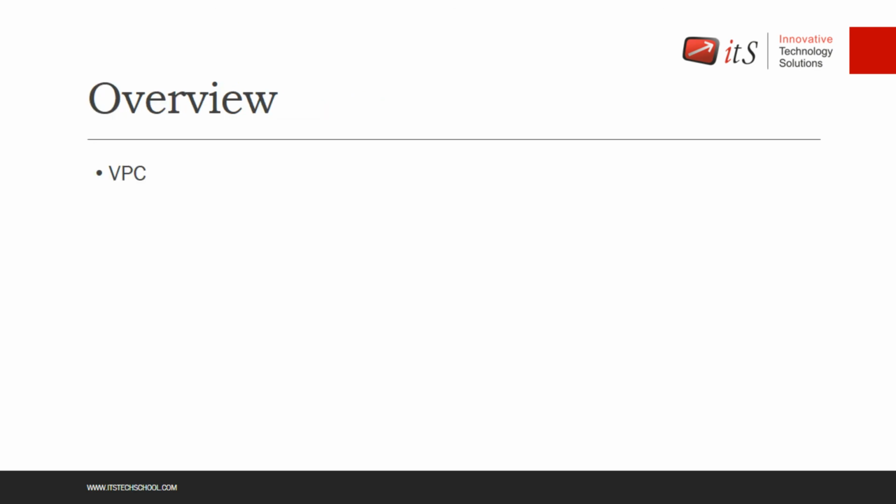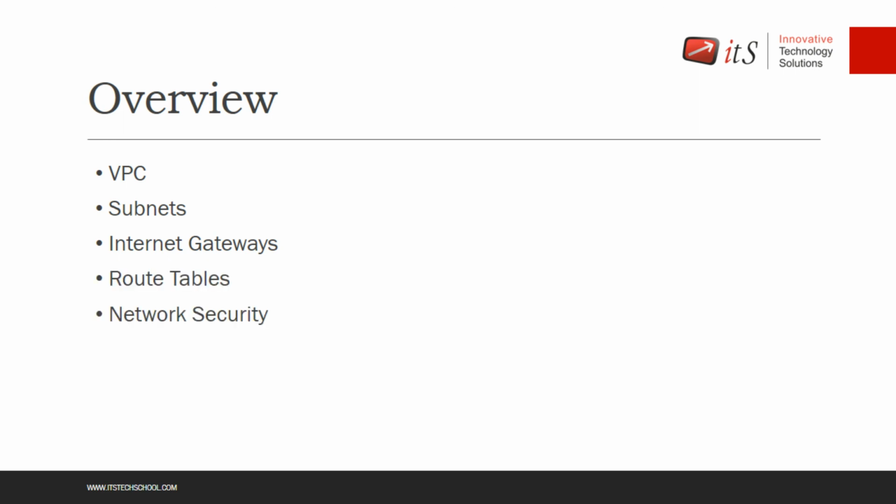So in this VPC section, we had seen VPCs, subnets, internet gateways, route tables, network security, which is your NACLs and security groups, VPC peering for connecting multiple VPCs together, and Direct Connect, connecting your VPC to the on-premise infrastructure with a physical lease line.